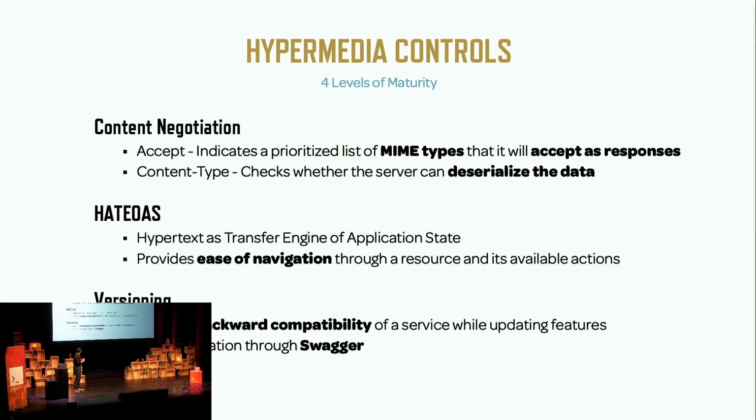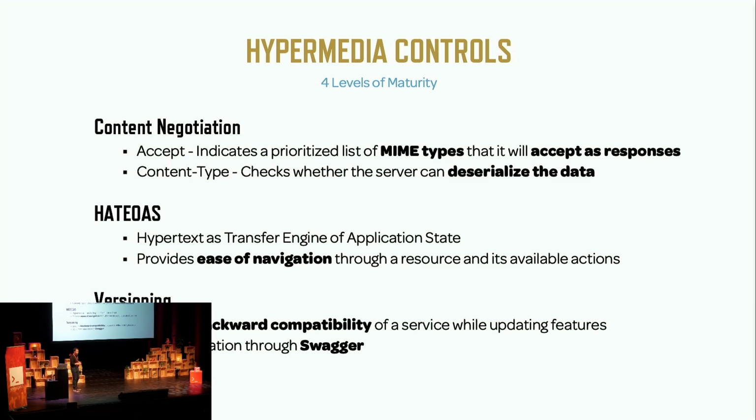Then we have the final level of maturity, the hypermedia controls. It's an extra layer on top. So we have content negotiation, where we start using the Accept header in the request or the Content-Type header in the request, adding, for instance, MIME types that we use, or also doing checks to deserialize the data.